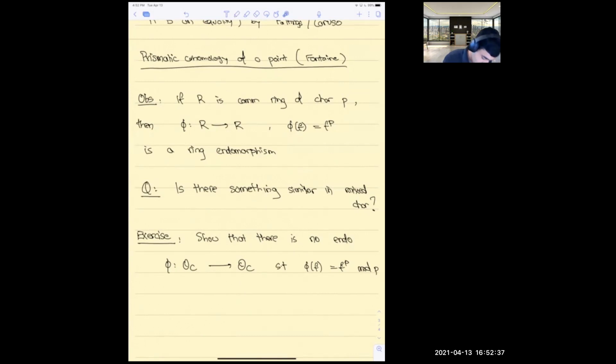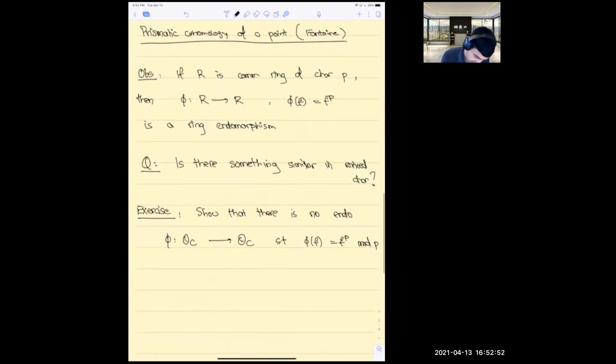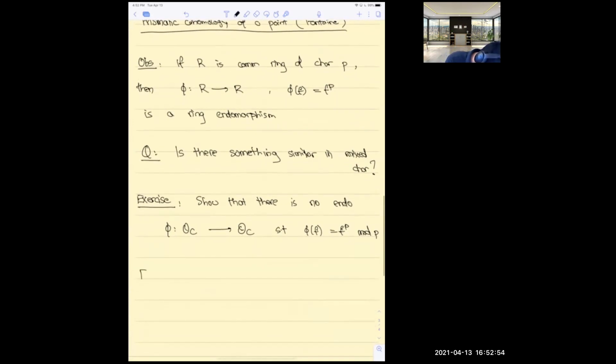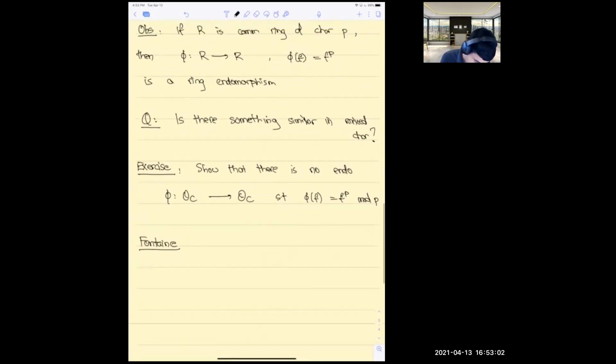And so you might assume that this is the end of the story. There's no way to take Frobenius in characteristic p and try to lift it to something in mixed characteristic because of this non-existence result. But Fontaine actually found a beautiful way to fix this. That beautiful way is going to point us in the direction of prismatic cohomology. So let me discuss his solution.